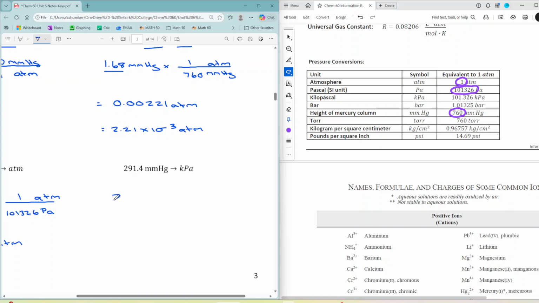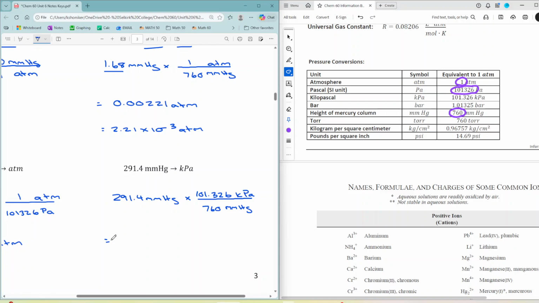Okay, last one. We've got 291.4 millimeters of mercury, and I want to convert that to kilopascals. So I'm going to put the millimeters of mercury on the bottom. I'm going to put the kilopascals on the top, and I know that the millimeters of mercury is 760, and the kilopascals is 101.326.